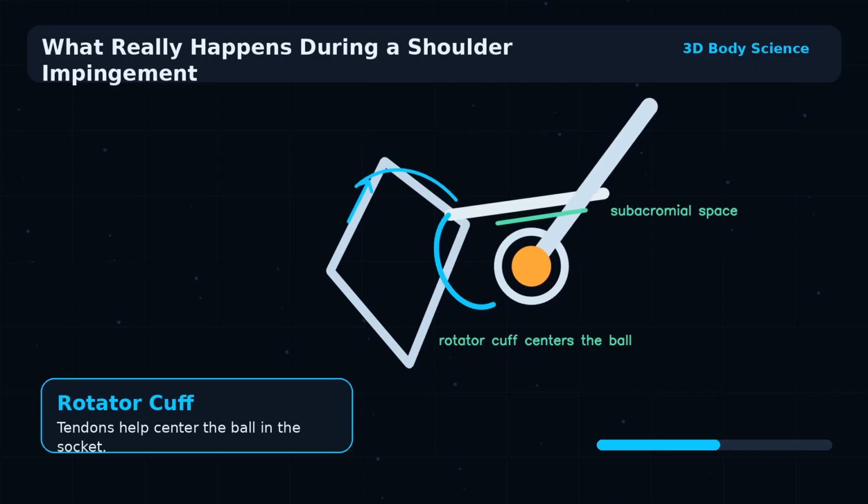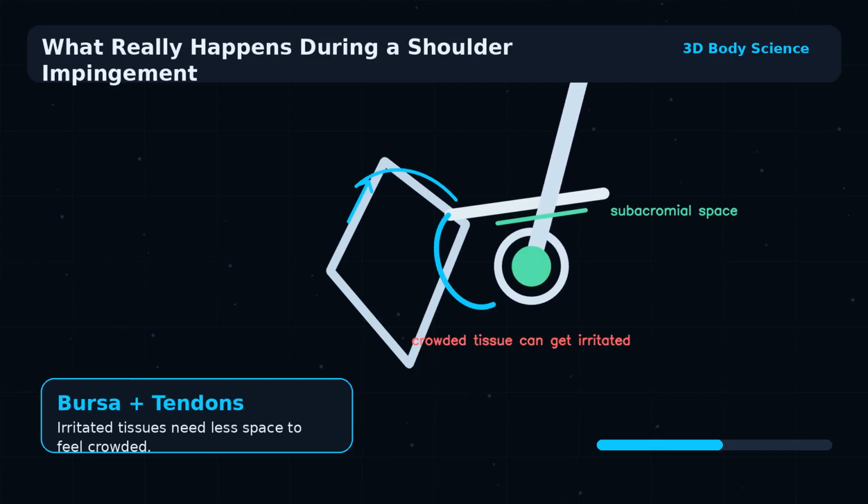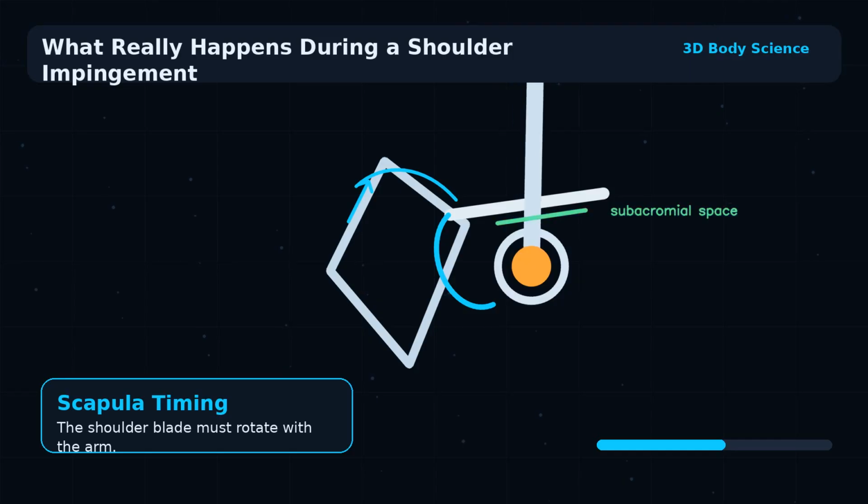But these symptoms are not unique. Rotator cuff tears, arthritis, nerve irritation, and other conditions can overlap, which is why this video stays with the mechanics rather than trying to diagnose.